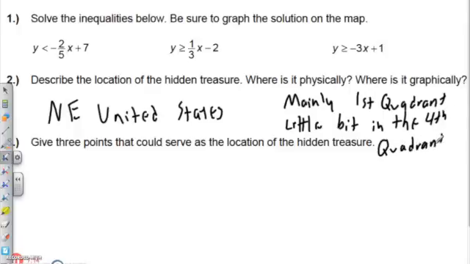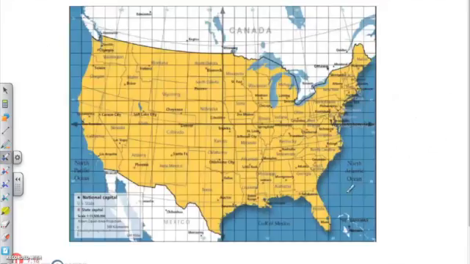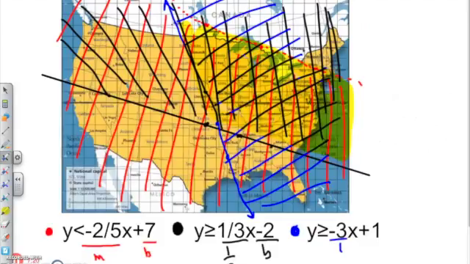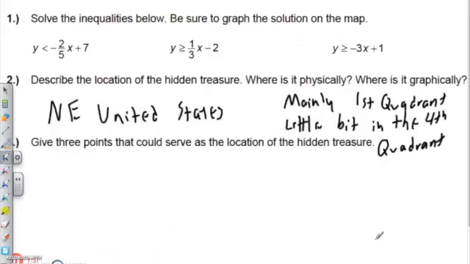Alright, so the next thing we're asked to do is give 3 points that could serve as the location of the hidden treasure. So I want to look at that map again and look at 3 spots that are in that shaded region. Alright, so I am going to look. Let's see. I can see, let's say, Columbus, Ohio can be one. It is in that shaded region. Columbus, Ohio.